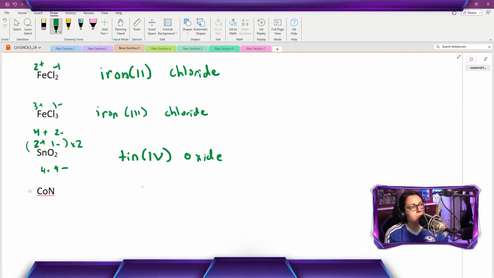And then this last one, CoN. So this is one where we have to look at what nitrogen's charge is. So -3. And they're in a 1-to-1 ratio. So cobalt has to be 3 plus. So this is cobalt 3 nitride.